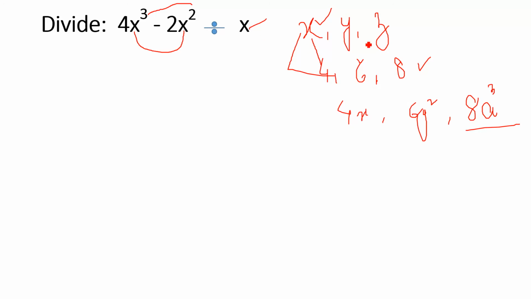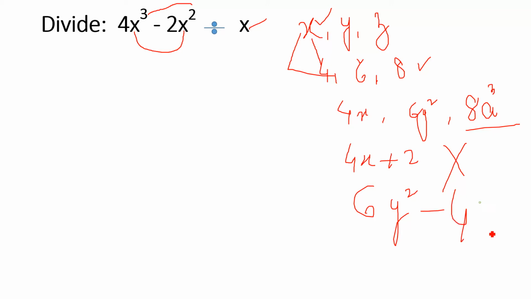And the second condition of a monomial is that if I say 4x plus 2, this is not a monomial. A monomial doesn't have positive or negative terms joined. If I say 6y square minus 4, this is not a monomial. A monomial only has a variable, or a number, or a product of a variable and a number. On the other hand, a polynomial should have the same variable, but their powers should be different. So here we are learning how to divide a polynomial.